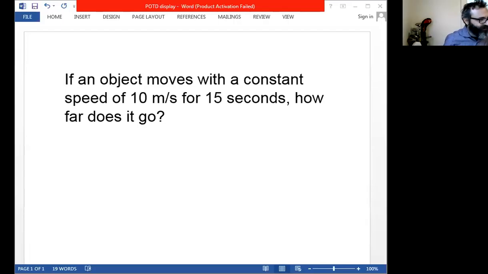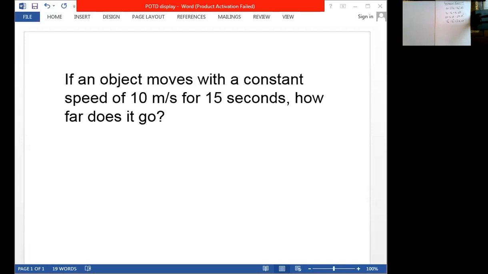An object moves with a constant speed of 10 meters per second for 15 seconds, and we want to know how far it's going to go. All right, so constant speed of 10 meters per second for 15 seconds. How far is that going to go? We've got our kinematics equations here, and we'll start, as always, with givens.